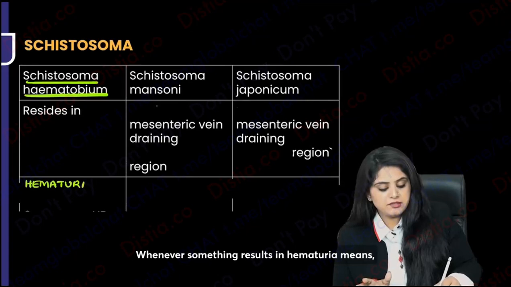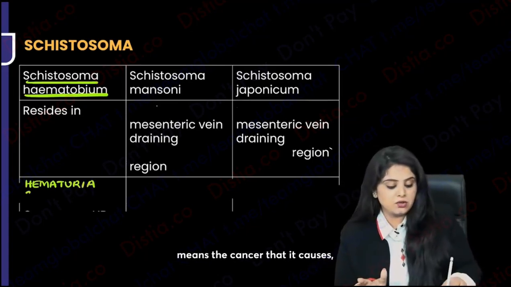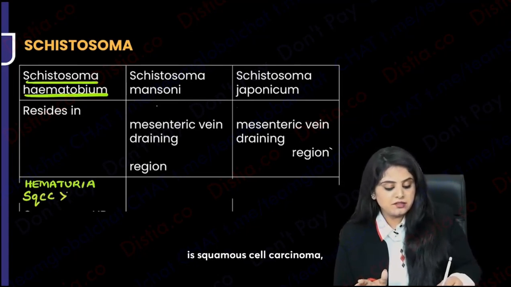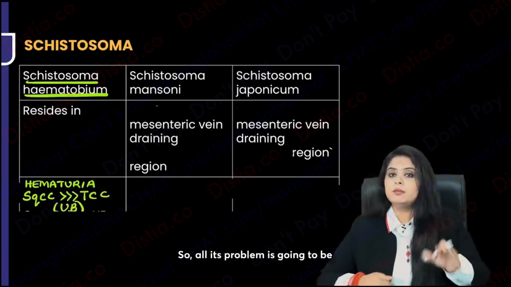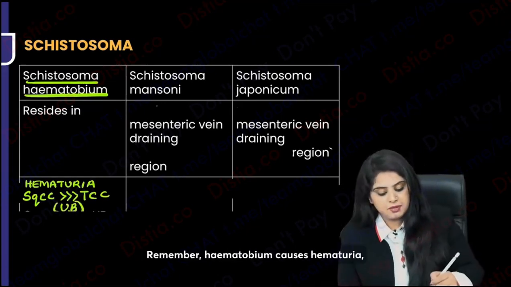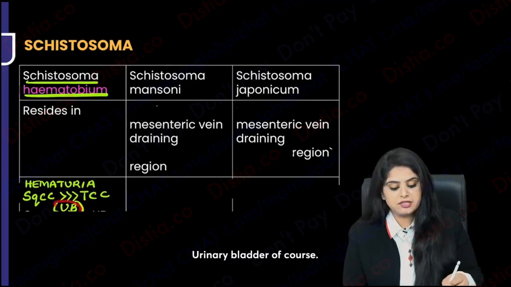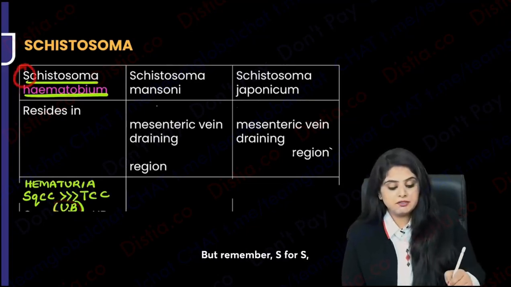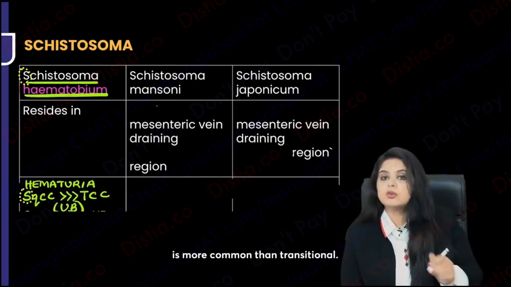Whenever something results in hematuria, it means it is going into the urinary bladder, so the cancer it causes is squamous cell carcinoma more commonly than transitional cell carcinoma. So all its problem is going to be in the urinary bladder. Remember, hematobium causes hematuria, and which cancers? Urinary bladder, of course. But remember, S for S. Schistosoma means squamous cell carcinoma is more common than transitional.